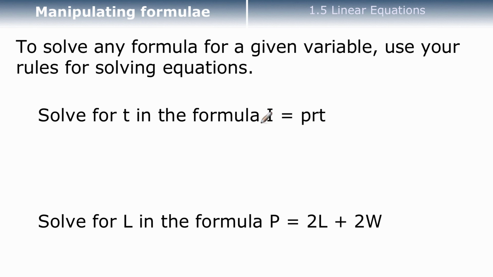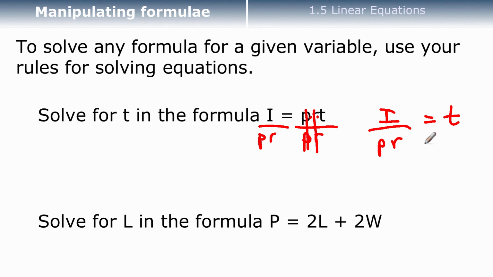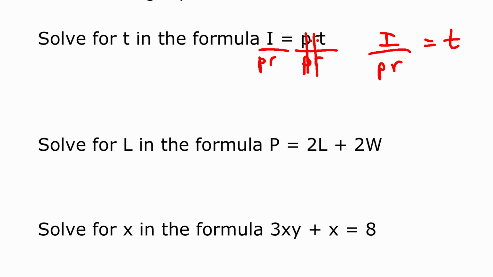So in this case, interest equals principal times rate times time. If they want to solve for time, they want to get rid of the p and the r. Since these are being multiplied, to get rid of them I would simply divide. So I divide here, the p and the r go away, and I'm left with t. But if I divide this side by p and r, I have to divide this side by p and r. And so this equation solved for t would be I divided by p times r is equal to t.